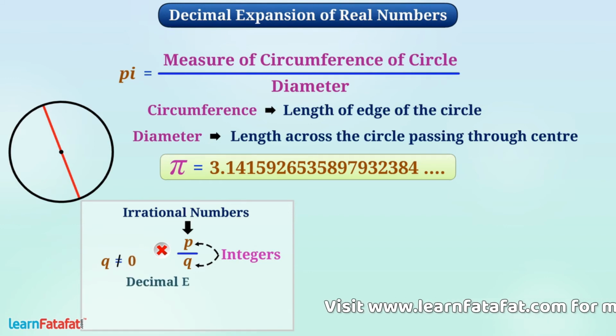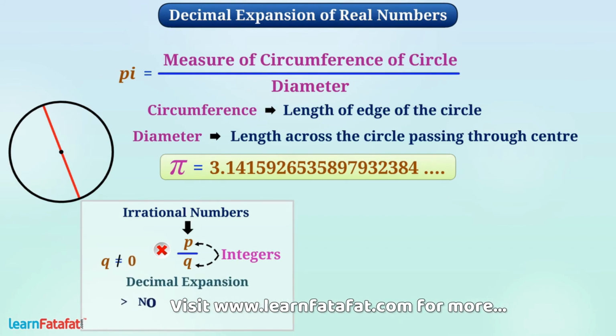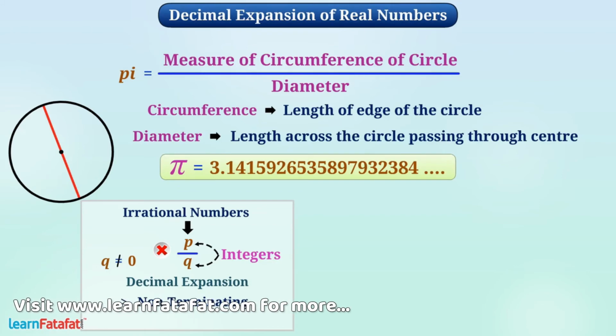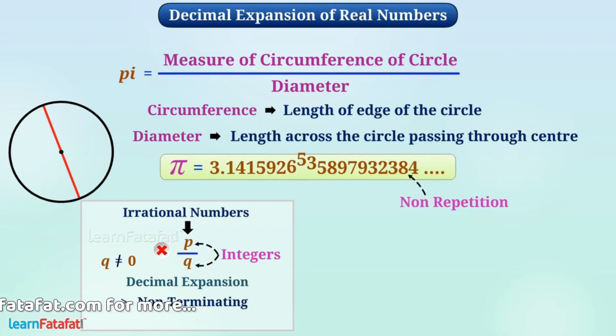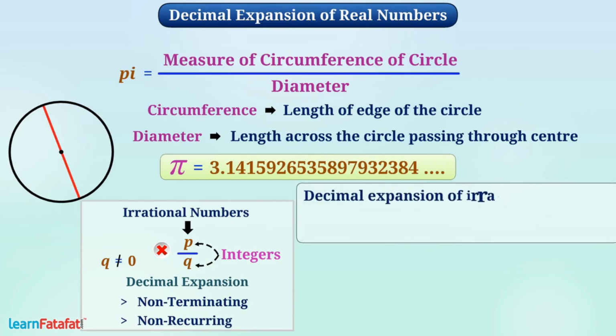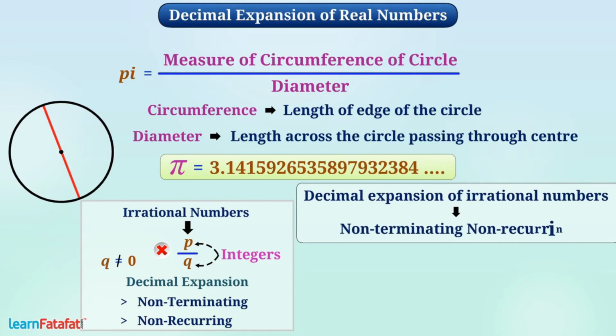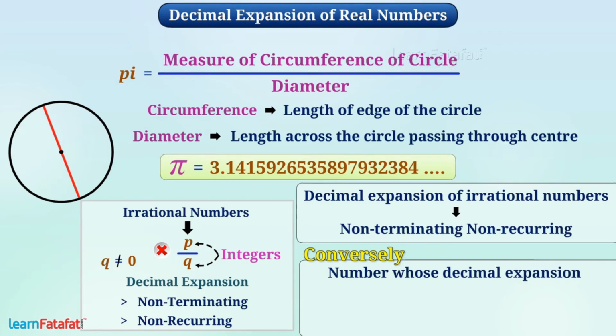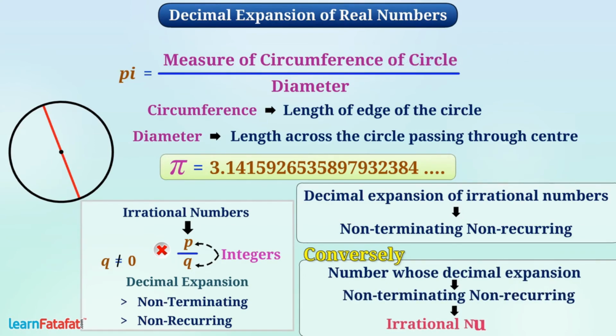The decimal expansion of this number is non-terminating, and we won't see any repetition of digits, so it is non-recurring as well. In fact, the decimal expansions of irrational numbers are always non-terminating, non-recurring. Conversely, every number whose decimal expansion is non-terminating, non-recurring is an irrational number.